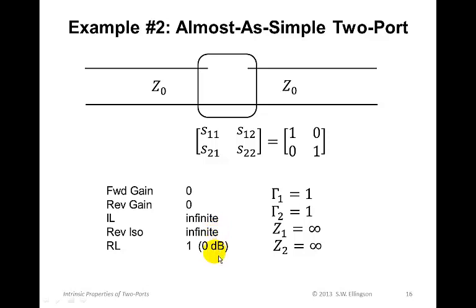The return loss is now 1 or 0 dB, and this is just saying that all the power which is incident on port 1 is reflected. On the right, we see that the input and output reflection coefficients are both 1, as expected. All the power has to be reflected. And that the input and output impedances are both infinite. Not surprising since they would appear to be open-circuited.